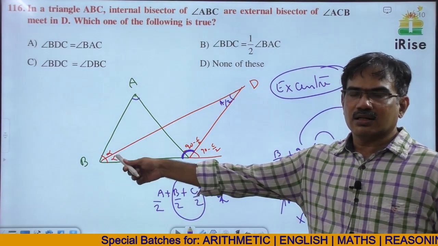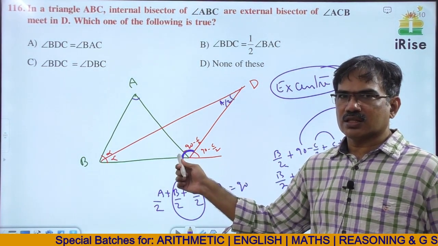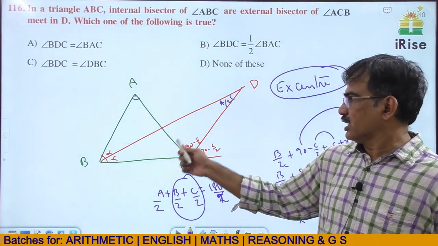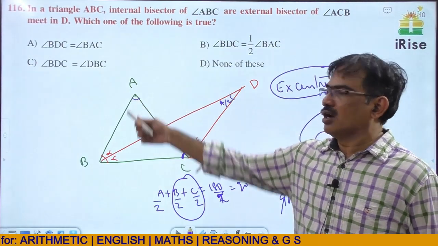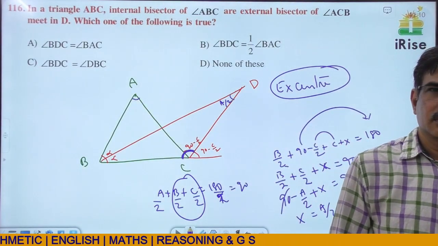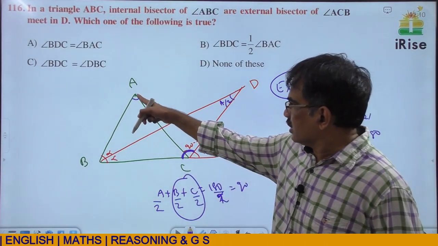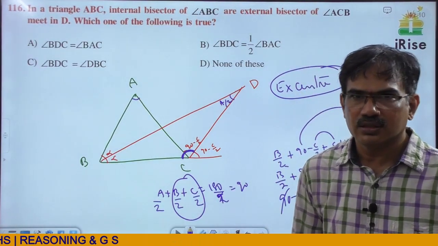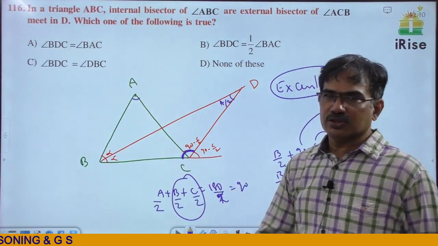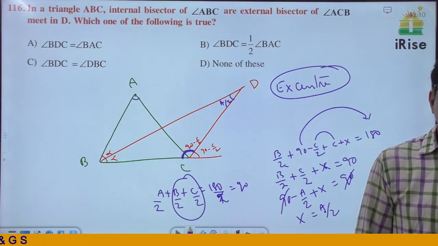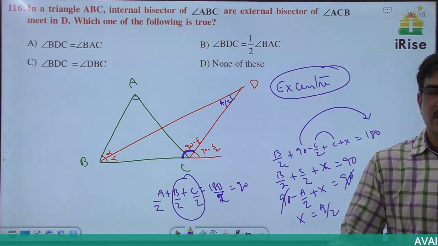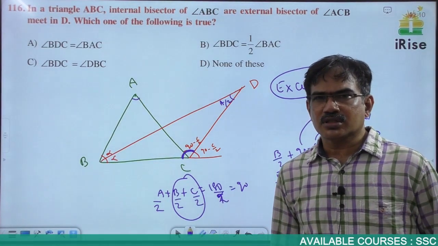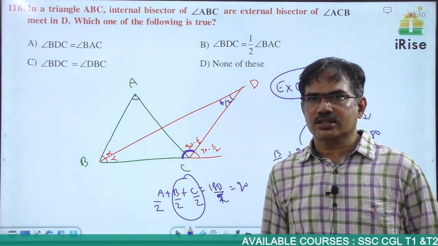If one internal bisector and one external bisector are drawn and they meet at a point, the angle between these two is equal to half of the third angle. If you draw the internal angular bisector here and the external angular bisector at some point, then the angle at this is nothing but C by 2. So just go through excenters and angle related concepts again, then solve this question again. Okay, next.